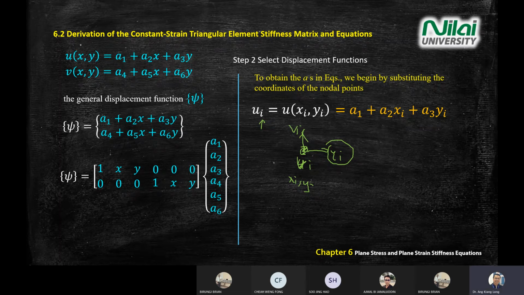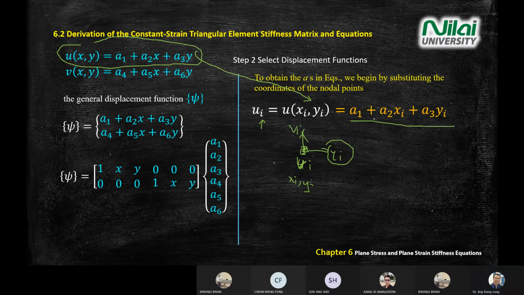You just modify the equation from the top. You substitute the x and y value for I, and you will get this orange color equation. A1 copy, A2, x becomes xi, A3 copy, y you modify to yi. Try to understand this equation first. It is actually a substitution of coordinates into the blue color equation.